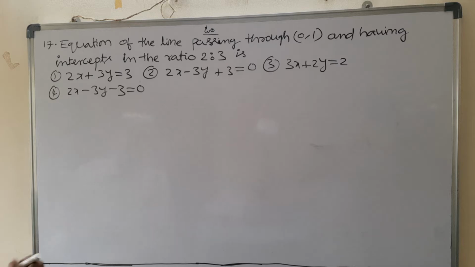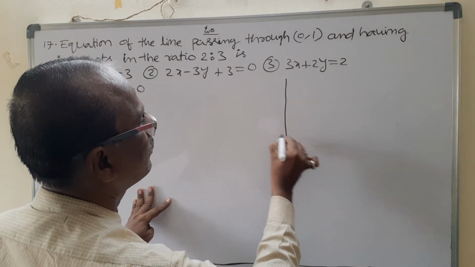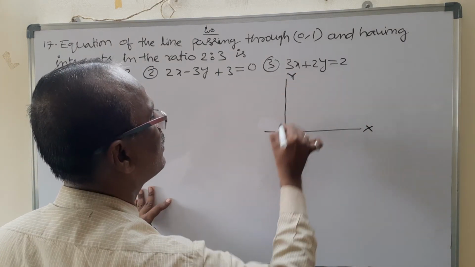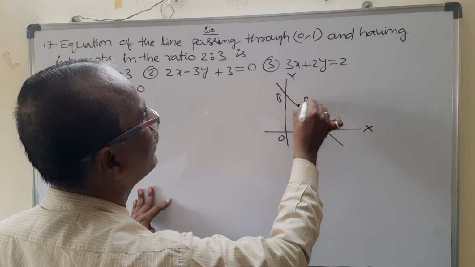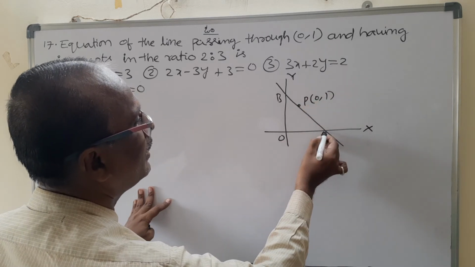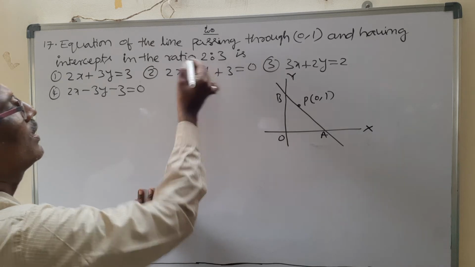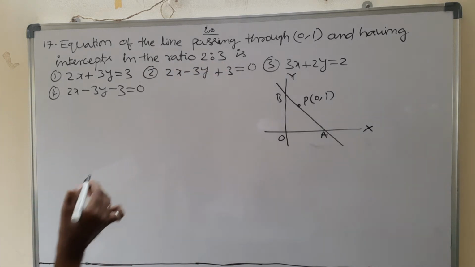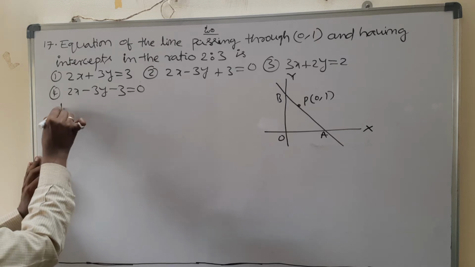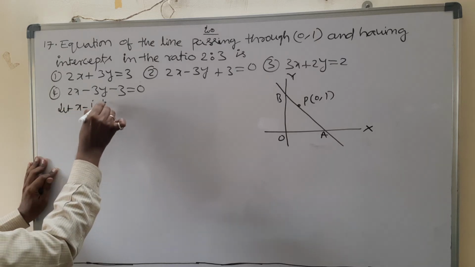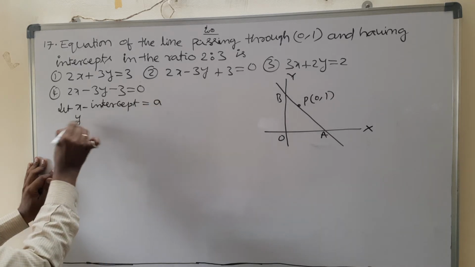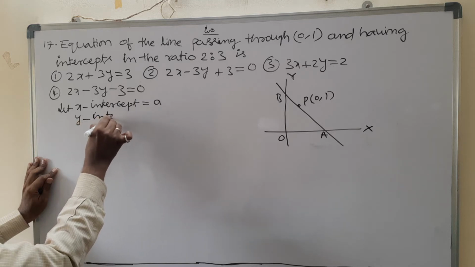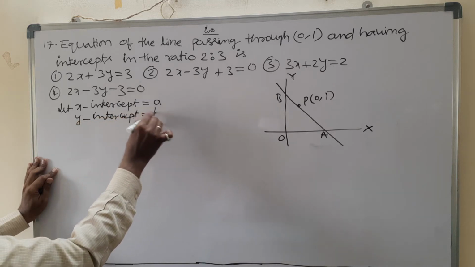The solution is, here the equation of a line passing through (0, 1). Observe the diagram: this is the x-axis, y-axis, origin. The line passes through the point (0, 1). Here the x-intercept is A, the y-intercept is B. Given condition, the ratio A is to B equal to 2:3. Let the x-intercept equal small a, and the y-intercept equal small b.